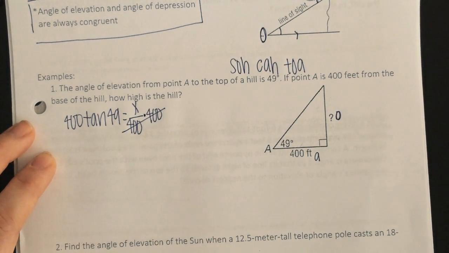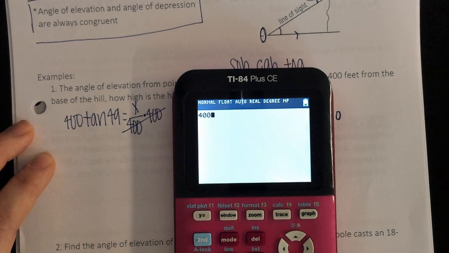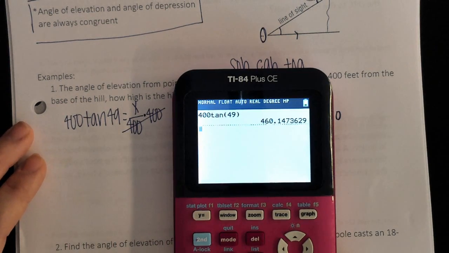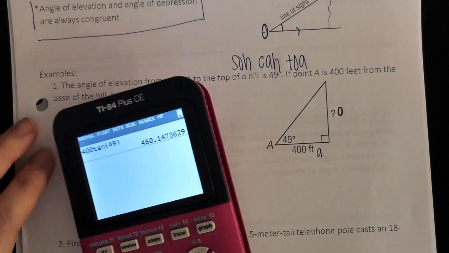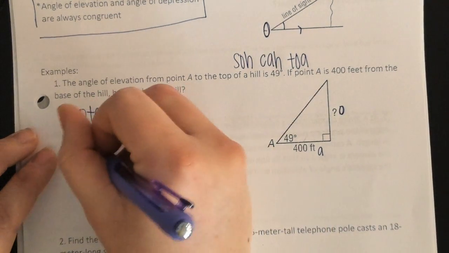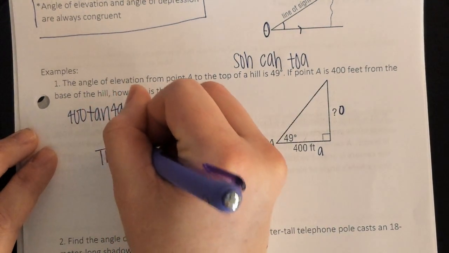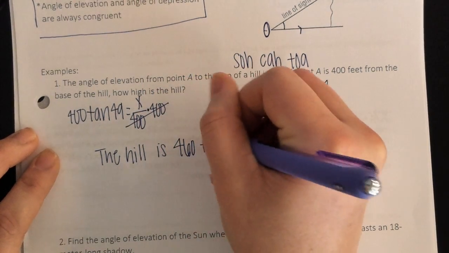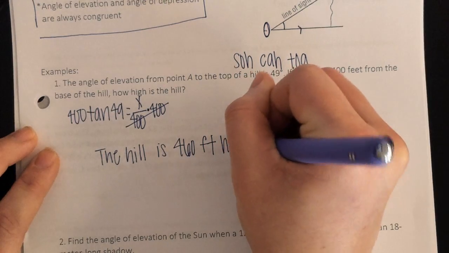So then you plug this in your calculator. 400 times tangent of 49. So that's what I got. Now let's round it. Let's just go ahead and round it to the nearest foot. So remember, let's write our sentence. The hill is 460 feet high.